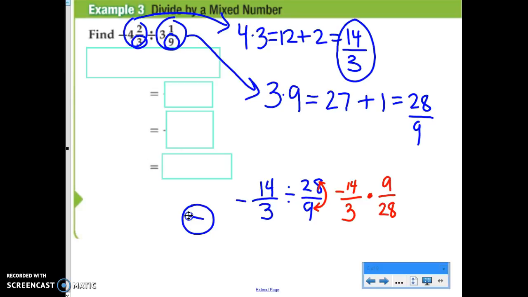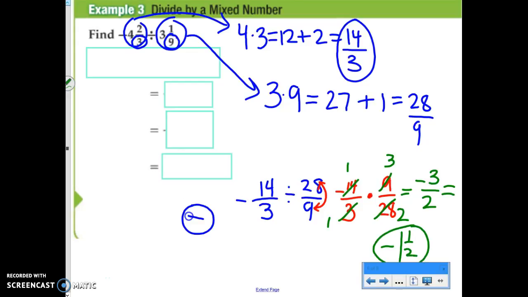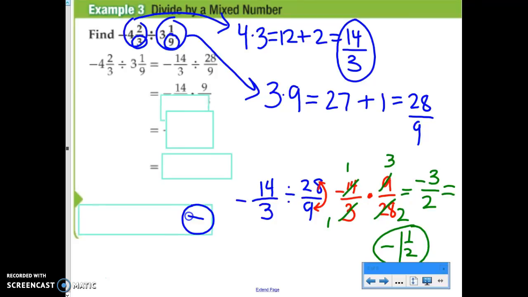Now, most of you can look right now and say, hey, I'm going to go ahead and reduce before I multiply. I know 14 goes into 14 once, and it goes into 28 2 times. I also know that 3 goes into 3 once, and it goes into 9 3 times. Again, we already talked about dividing a negative by a positive, which is going to give us a negative answer. 1 times 3 gives us 3, and 1 times 2 gives us 2. Again, I can convert that now from an improper fraction to a mixed number. So I get negative 1 and 1/2 as my answer, or as my product now.